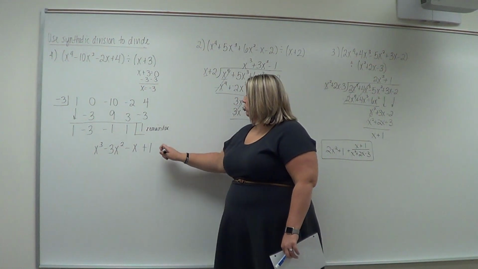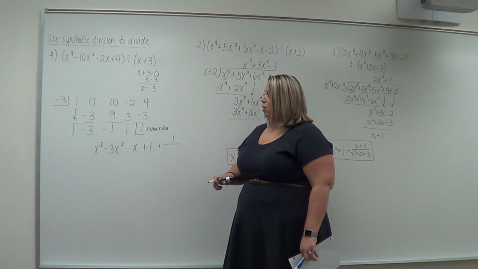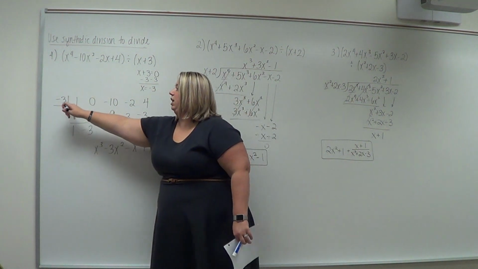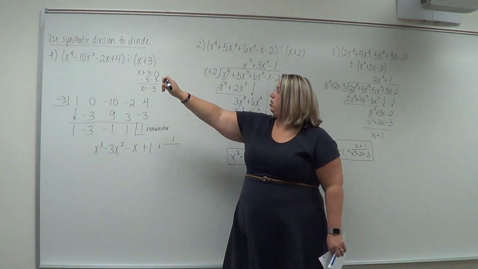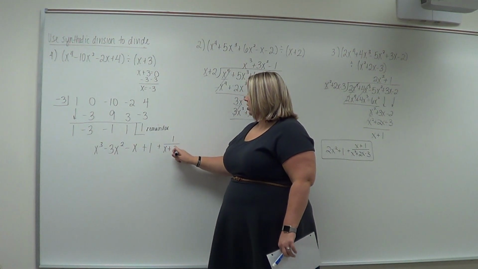And then how you do your remainder, you do plus, and you take your remainder, which is 1, divided by what you divided by. Now I know we divided by -3, but we have to go back to the variables, so we really divided by x plus 3. And that's our answer.